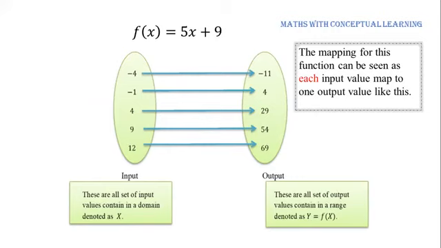On the left hand side, you can see all the input values contained in the domain. And on the right hand side, you can see all the output values contained in the range. The mapping for this function can be seen as each input value mapping to a unique output value like this. So this function describes a mapping.